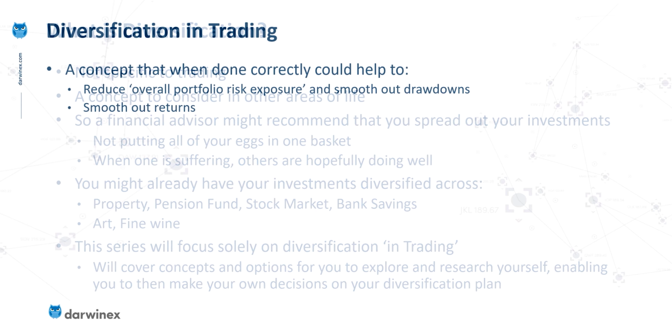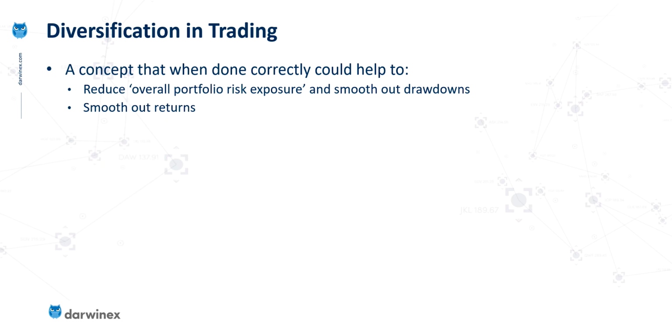So what is it that makes diversification such a valuable technique in trading? Well, the first point is that it's a mechanism to reduce your overall portfolio risk exposure and to smooth out drawdowns. Now, pay particular attention to that term, overall portfolio risk exposure. We're not talking here about managing the risk of individual trades. This is on the much wider portfolio basis. And based on smoothing out those drawdowns, means that you can also smooth out the returns.